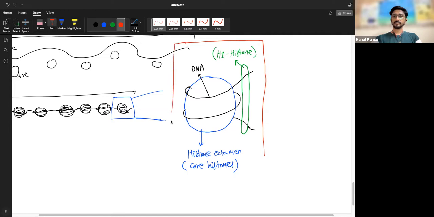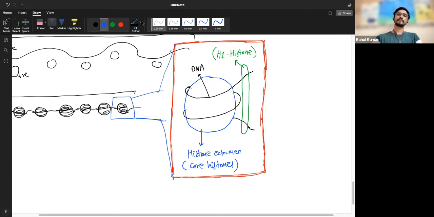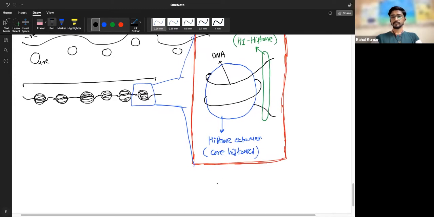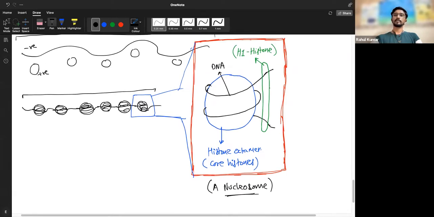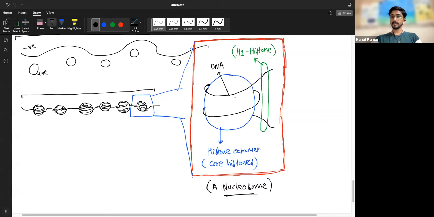At least say something or write something in the chat. This is a very important diagram. It comes in boards. Draw the diagram of a nucleosome. So this part is the first level of packaging. And this is called a nucleosome, where DNA goes 2.5 times around a histone octamer and is stapled by H1 histones.